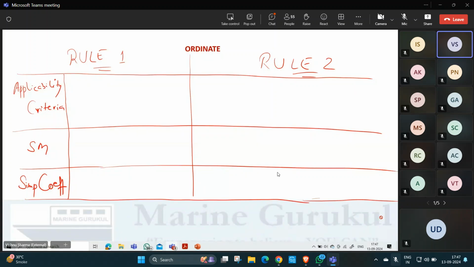Guys, any more questions on this? I have repeated whatever I said yesterday. If you have any doubts, let me know. Okay. Then we had done two questions on rule one. What was the applicability criteria of rule one? Minimum number of ordinates, 3.